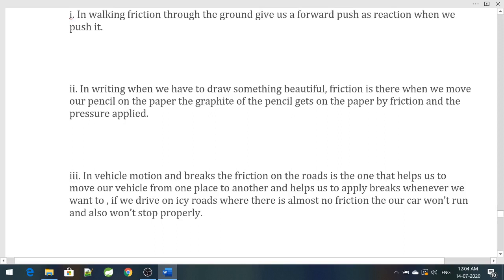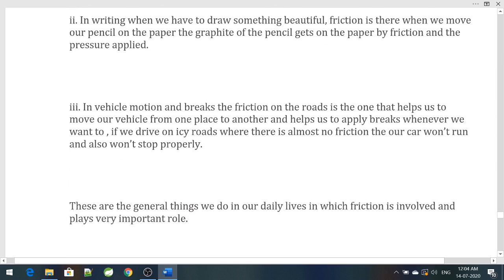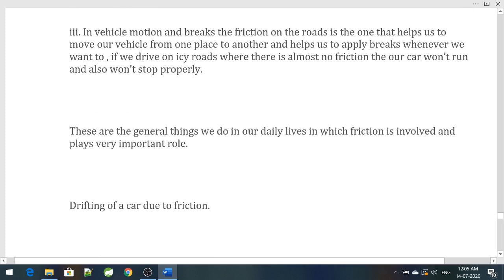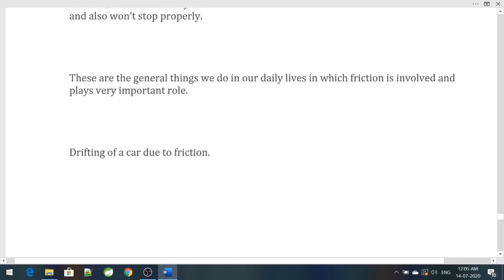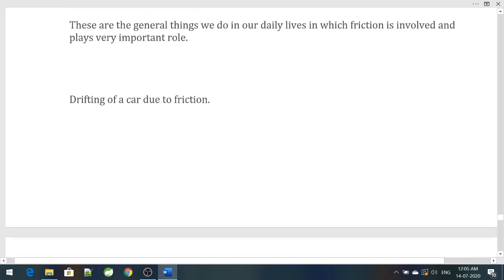In vehicle motion and brakes, the friction on the road helps us to move our vehicles from one place to another and to apply brakes whenever we want to. If we drive on icy roads where there is almost no friction, our cars won't run and also won't stop properly. These are general things in our daily lives in which friction is involved and plays a very important role. Drifting of a car is due to friction.